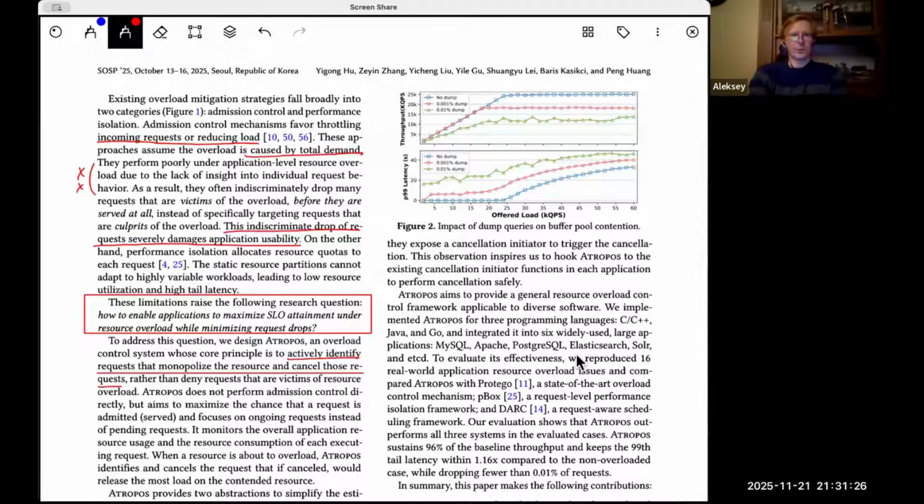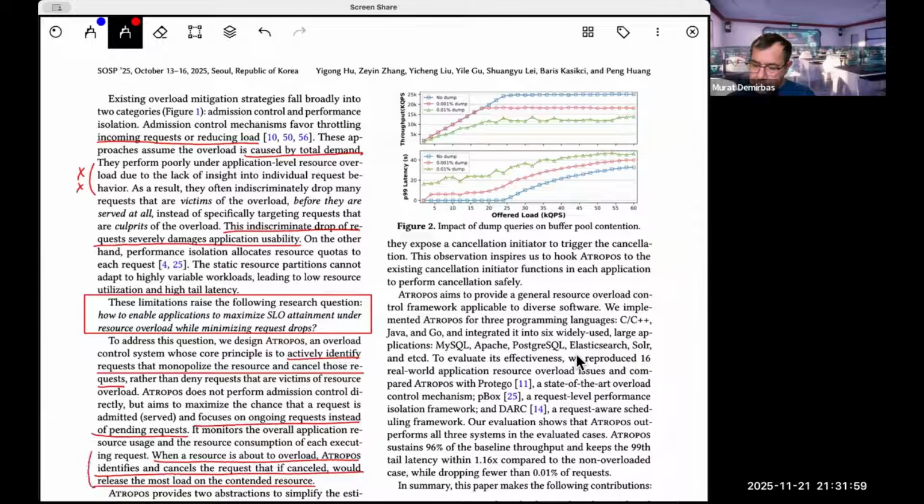Atropos does not perform admission control directly, but aims to maximize the chance that the request is admitted and served, and focuses on ongoing requests instead of pending requests. It monitors the overall application resource usage and the resource consumption of each executing request. When a resource is about to overload, Atropos identifies and cancels the request that, if canceled, would release the most load on the contended resource.